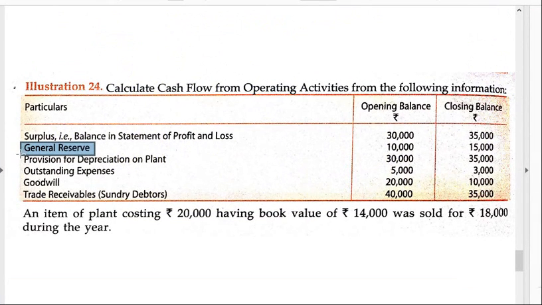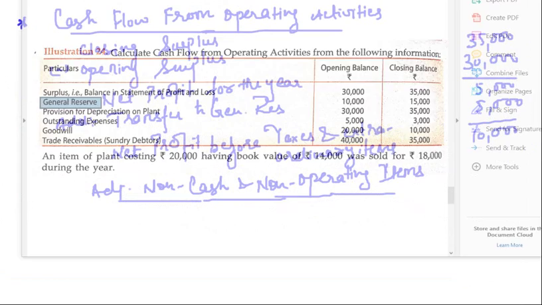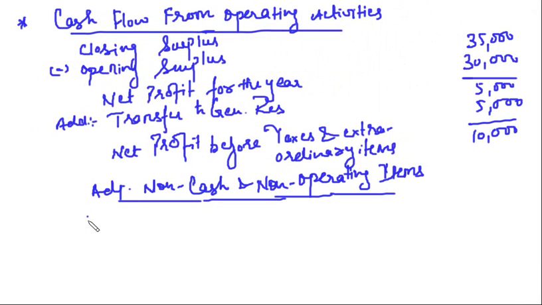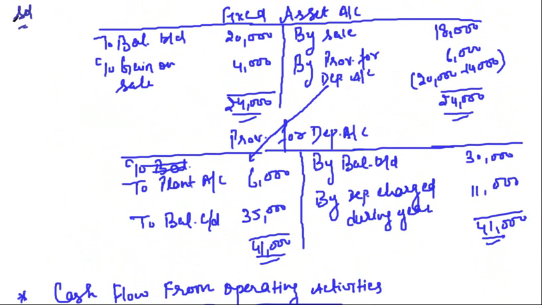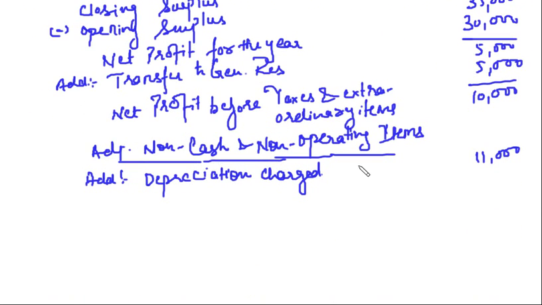Provision for depreciation on plant. From here we have calculated the depreciation that has been charged during the year, which we are going to add back. Add depreciation charged 11,000. You see, you have prepared this fixed asset, or we can say plant account, and provision for depreciation account. Show this as working notes, and give the reference of working note here. You can say working note number 1. Clear? This way you can show.